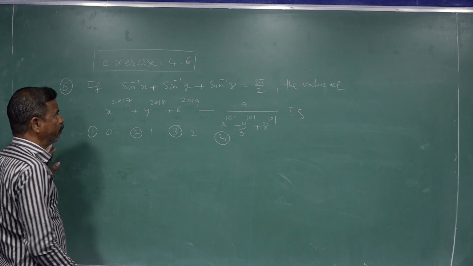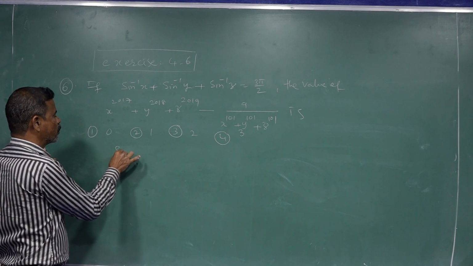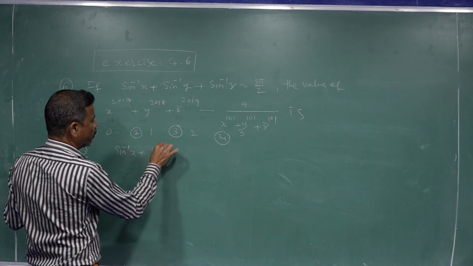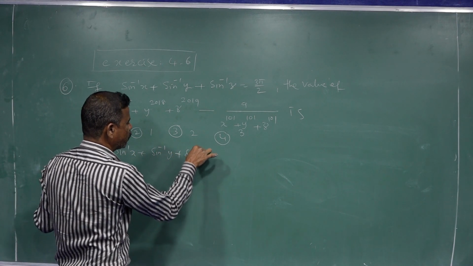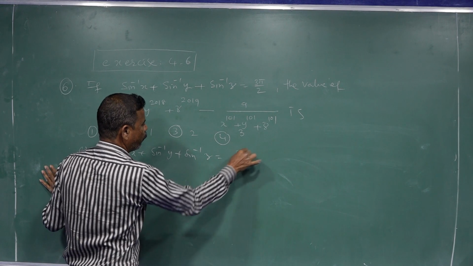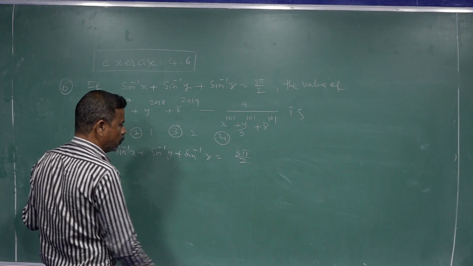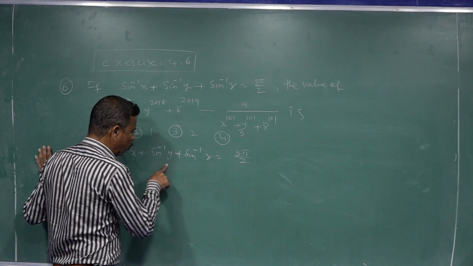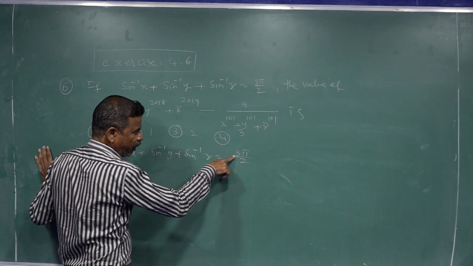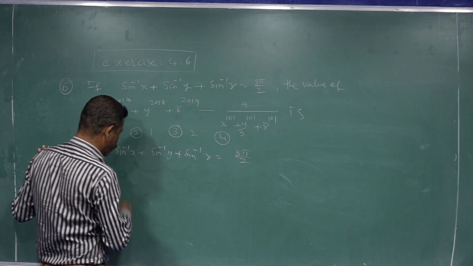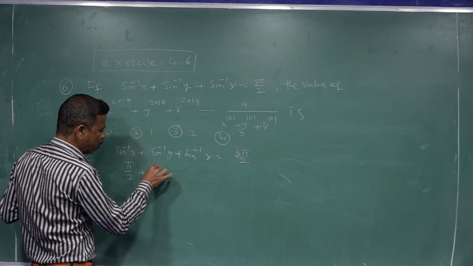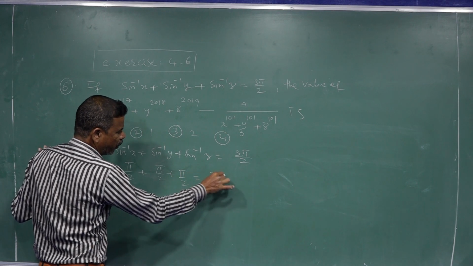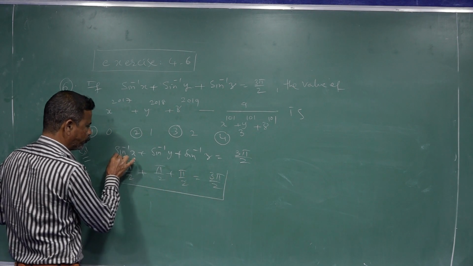So simple technique. What is given? Sin inverse of x plus sin inverse of y plus sin inverse of z is equal to 3π/2 given. So for this, the suitable value: here how many times, 1, 2, 3 values. So here 3 times π/2. So this is π/2 plus this is π/2 plus this is π/2 is equal to 3π/2.